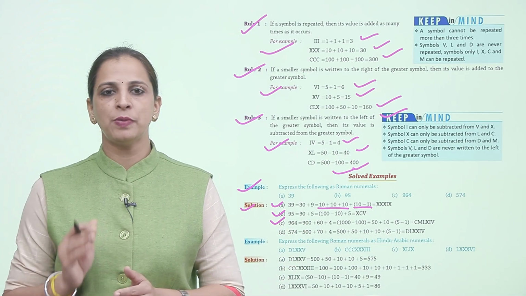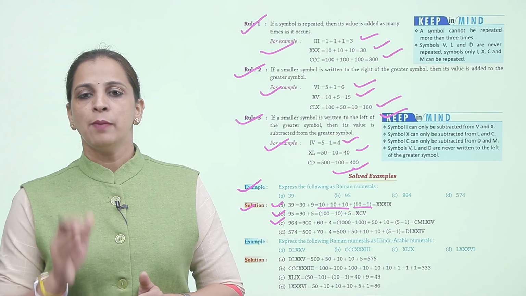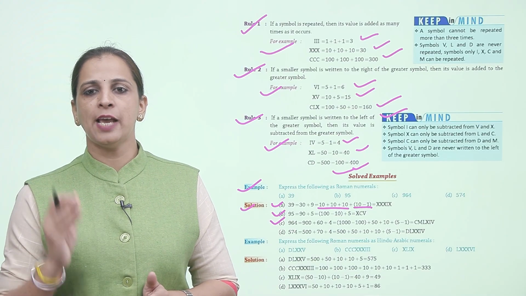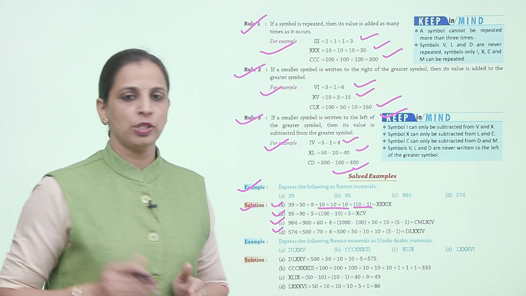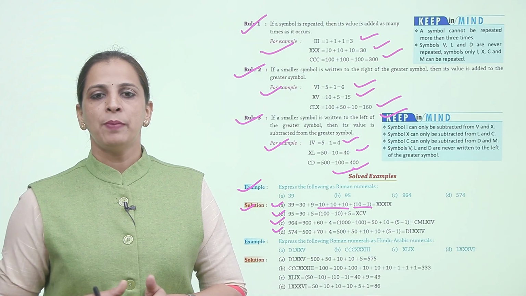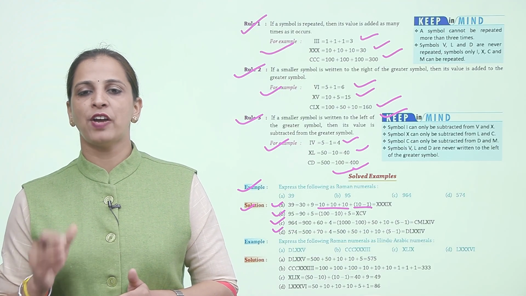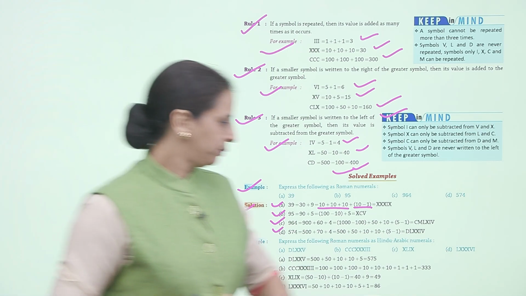964, that is 900 plus 60 plus 4, that is 1000 minus 100 plus 50 plus 10 plus 5 minus 1, that is CMLXIV. Now, 574 is equal to 500 plus 70 plus 4, which is 500 plus 50 plus 10 plus 10 plus 5 minus 1, that is DLXXIV.